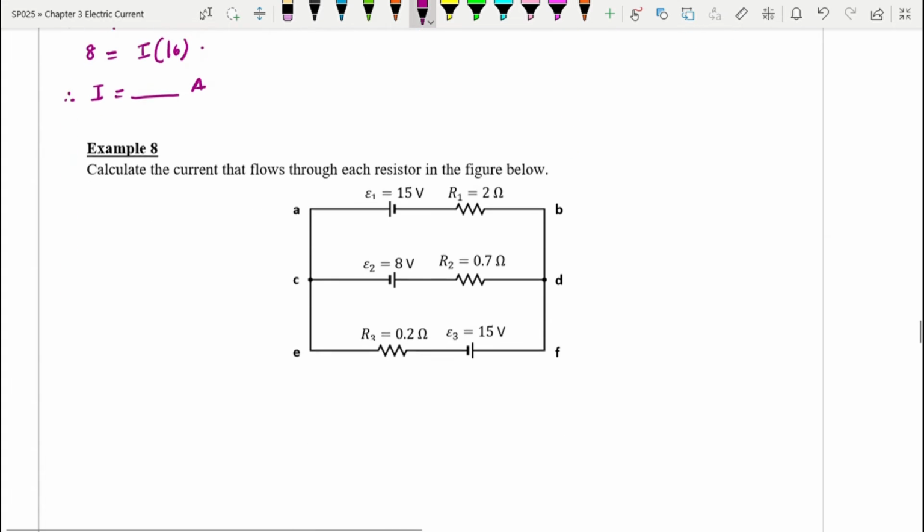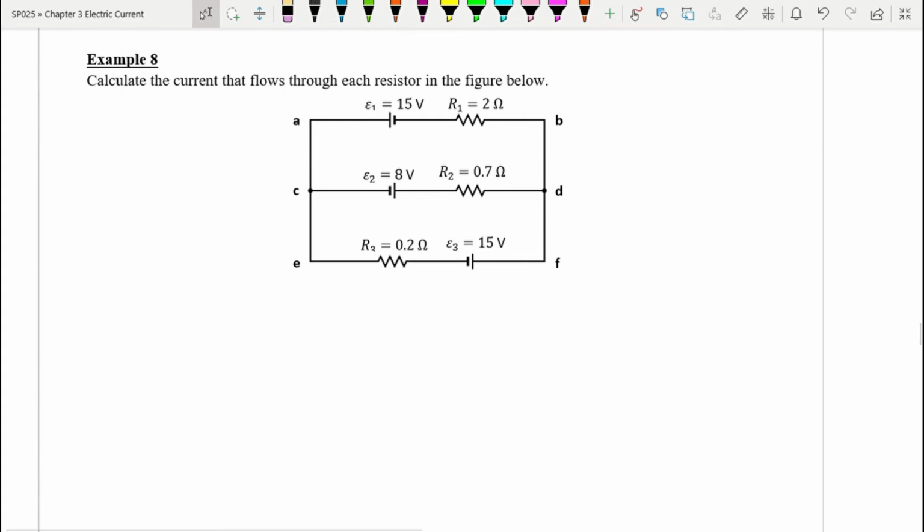Okay, when it comes to two complete circuit, two complete loop seperti ini, kita kena apply both laws, first law and second law. So let us try to build up the equation for first law first. Kita nak pilih satu junction. Kat sini dia tak labelkan pun current, kita kena label sendiri.